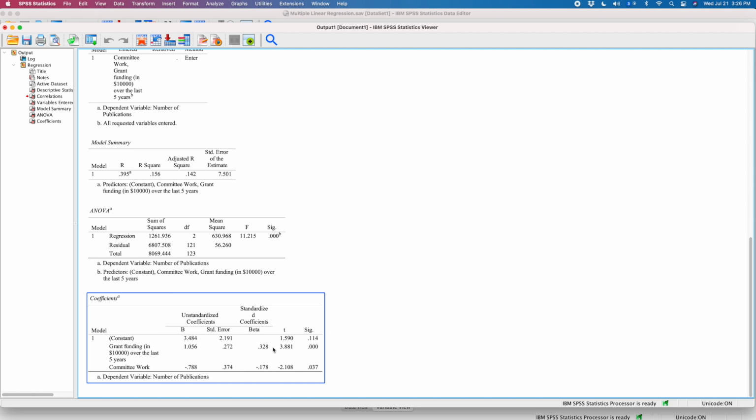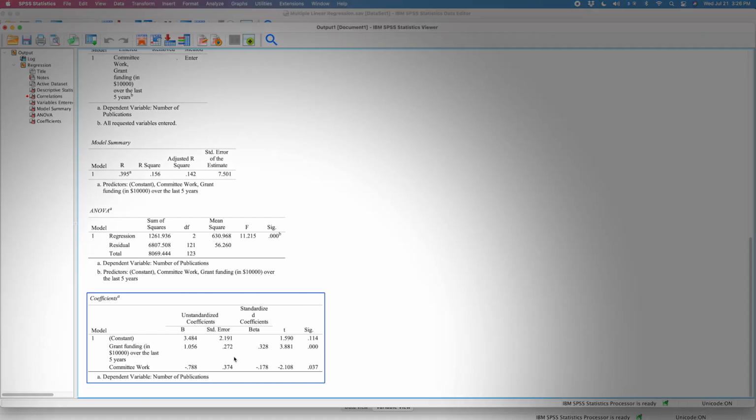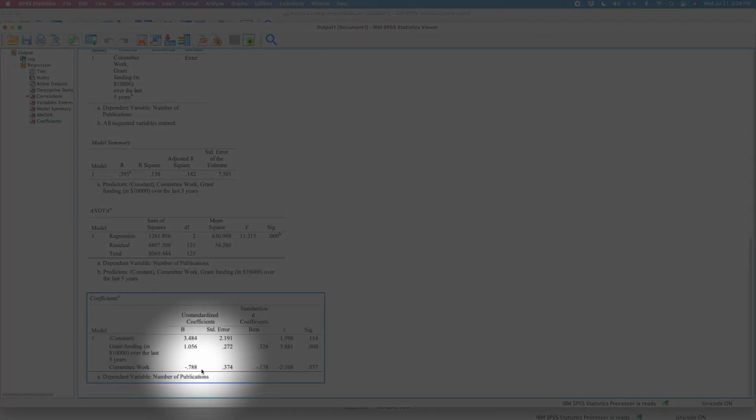So if I want to make a positive social change, I would encourage anybody working in higher ed to engage with grant funding. And then secondary, you might want to limit your committee work some as well, but it's the second factor. And with this last part, I'm ready to write up the regression equation. And we know from the previous video that the regression equation information comes from this part of the table. And I will definitely engage that when I review the tables with you.